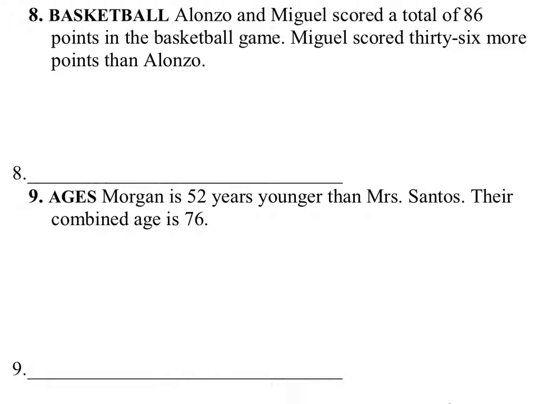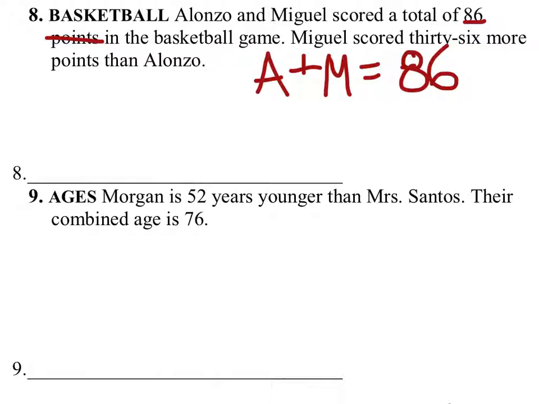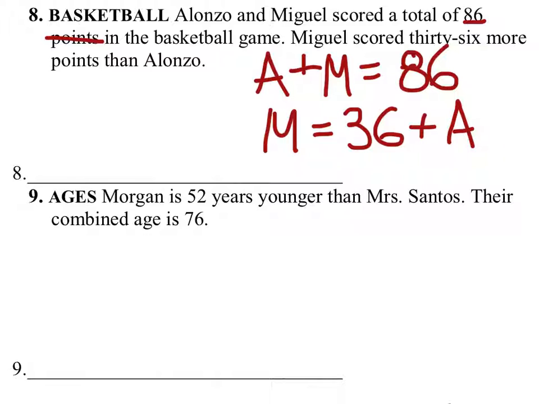All right, number A, this is good because we need the two equations and then the solution for these. But since it's a word problem, we need labels, okay? So let's look. Alonzo and Miguel scored a total of 86 points. So Alonzo and Miguel both scored 86 points. The thing is that Miguel, he scored 36 more points than Alonzo.